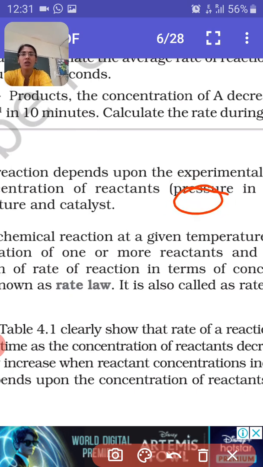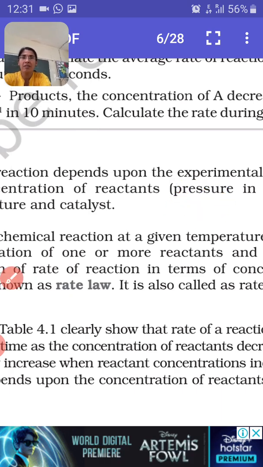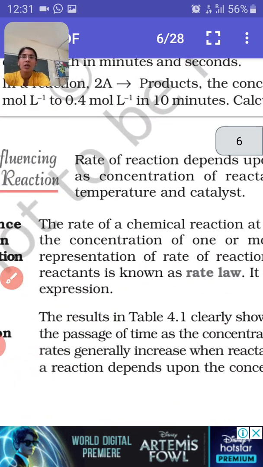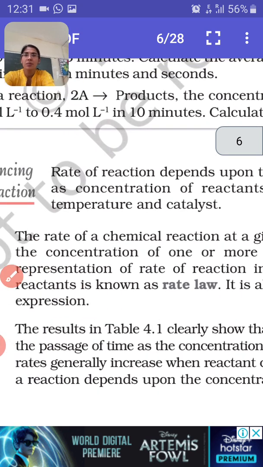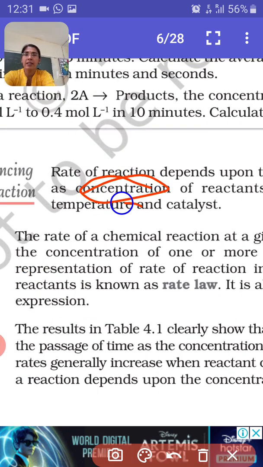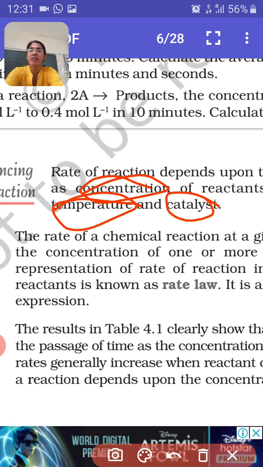Number one is the pressure in case of gaseous reactants, and in case of non-gaseous reactants, it is the concentration, then temperature, and then the presence of catalyst. So, how many factors affect the rate of reaction? Three main factors. And which are these three main factors? Concentration, if these are non-gaseous reactants, and if gaseous reactant, then it will be treated as a partial pressure. Now, the second main factor is temperature, and the third factor will be presence of catalyst.